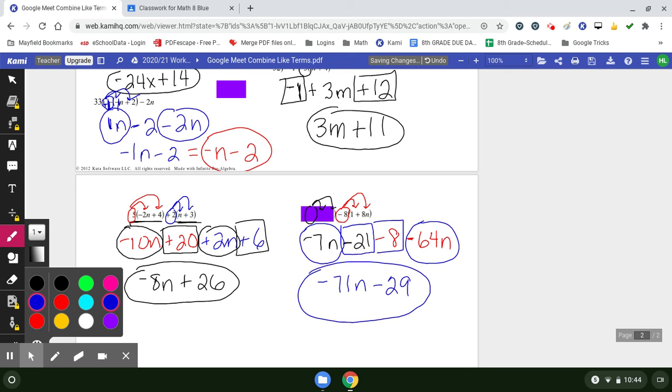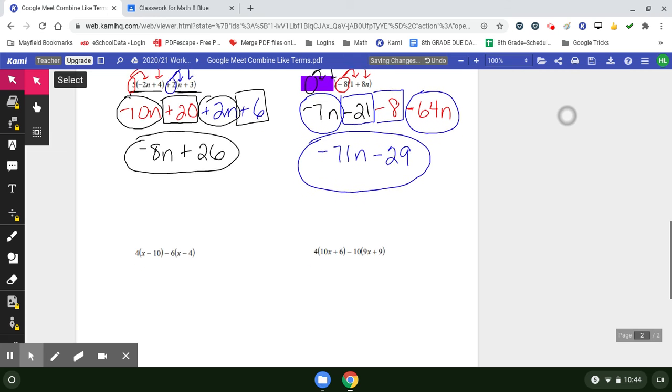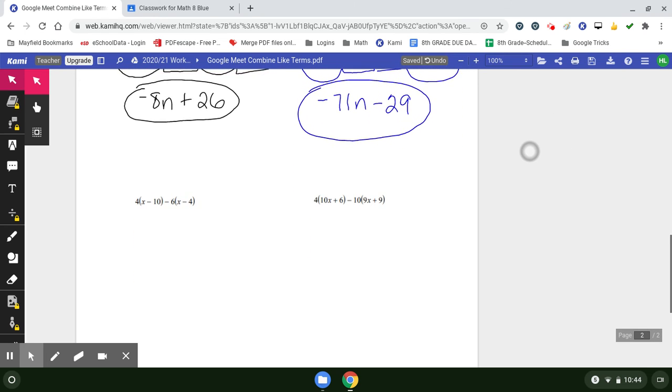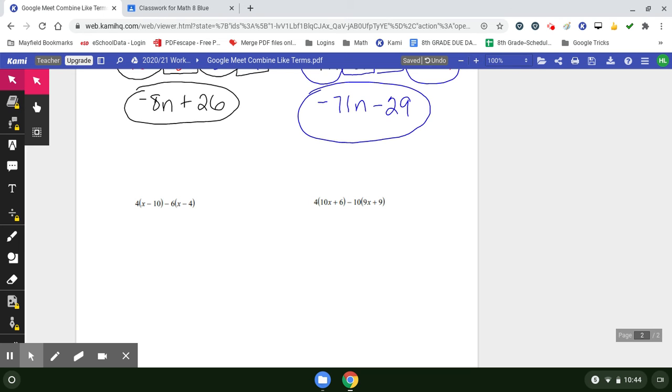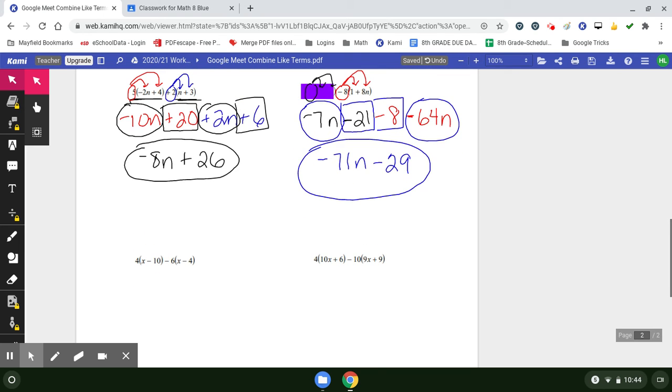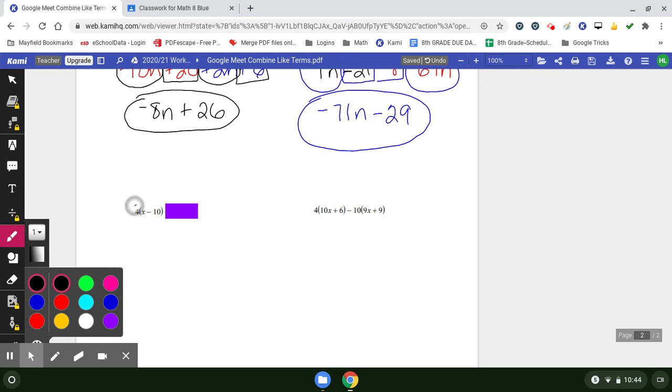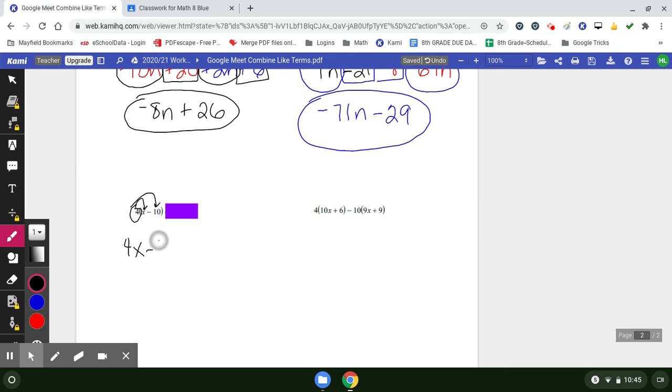Okay, and I have two more examples for you. Like I said, here's the last two. If you want to try these two and then fast forward and see if you got them right, you can do that also. I can still use my Post-it because there are two distributive problems. There's the first one, distributing out the 4. 4 times x, 4x. 4 times -10, -40.